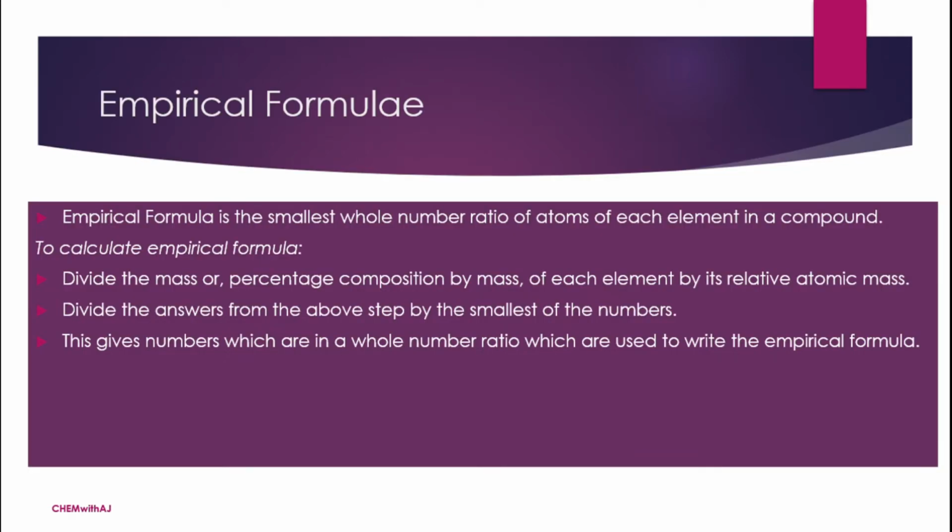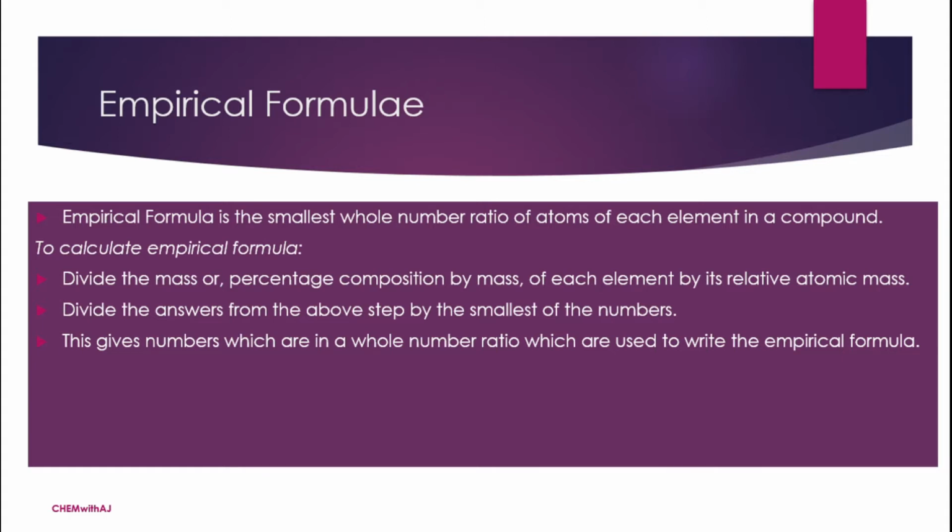So what is empirical formula? Empirical formula is the smallest whole number ratio of atoms of each element in a compound. To calculate this empirical formula, there are two methods: either by using the mass of elements in the compound or the percentage composition of each element.